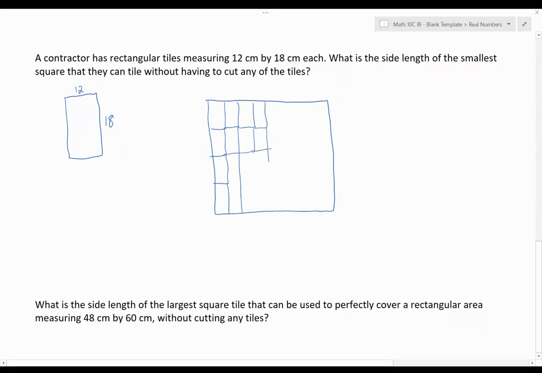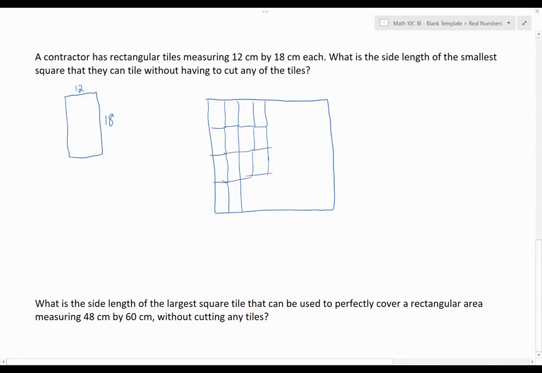So as an example, I don't know if these numbers match up. They probably don't, but that's etc.